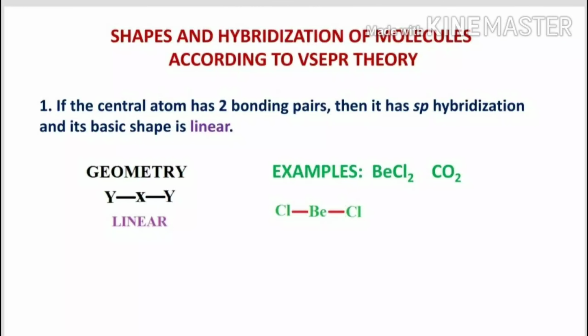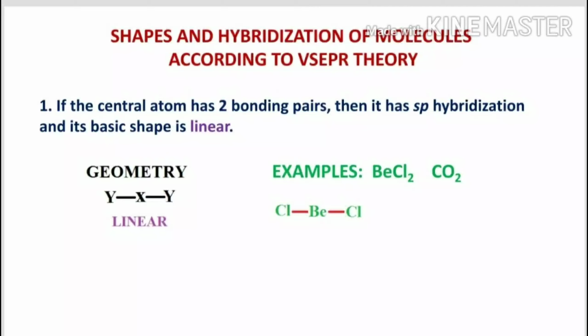Now we see some examples of the shapes and hybridization of molecules according to VSEPR theory. The first one: if the central atom has two bonding pairs only, no lone pairs, then it has sp hybridization and its basic shape is linear. For example, beryllium chloride and carbon dioxide.